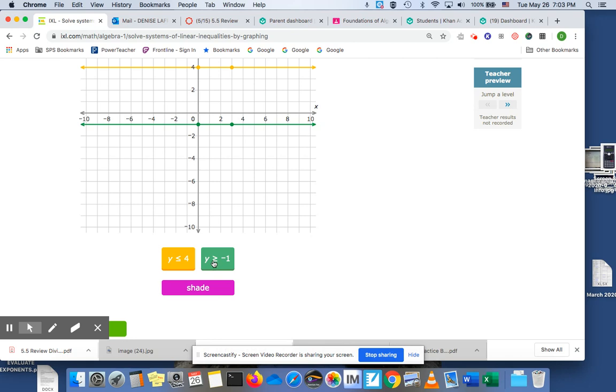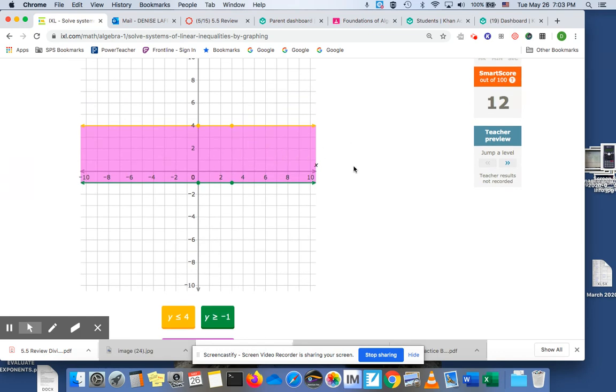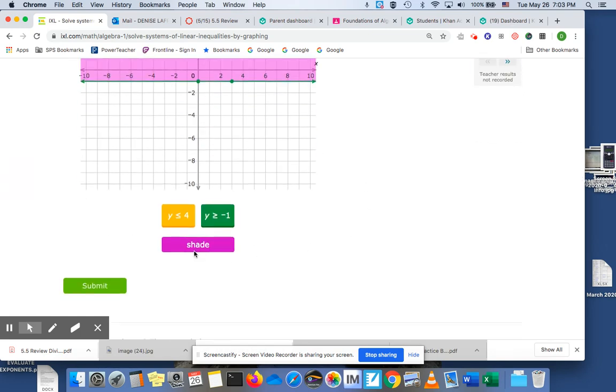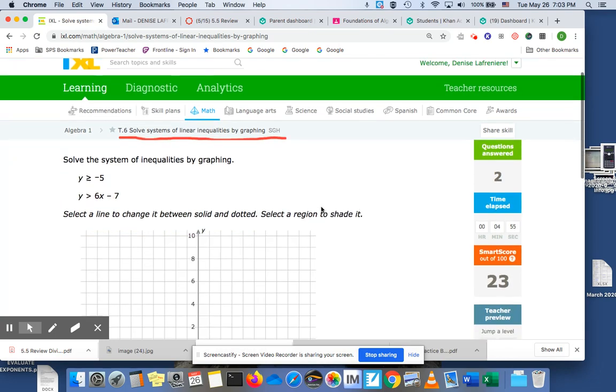Now it's greater than or equal to -1. That means above the green line. It's less than or equal to 4, so it's below the yellow line. So I will click in there. And that's our solution area. Submit. Okay, good. We have something a little bit different.